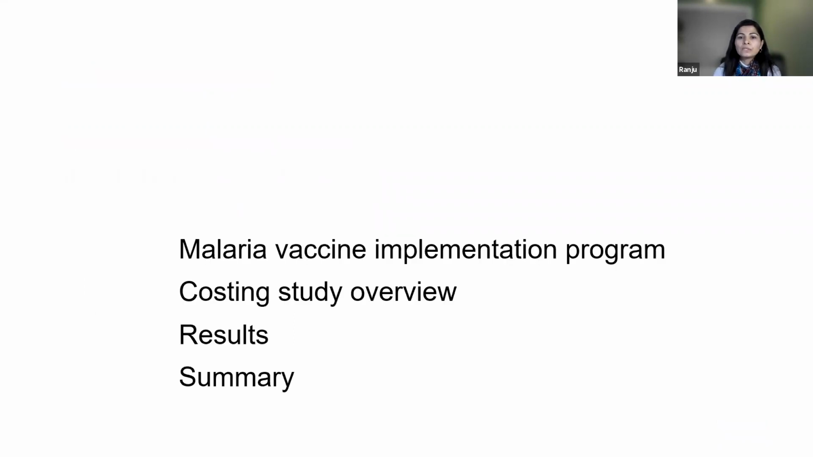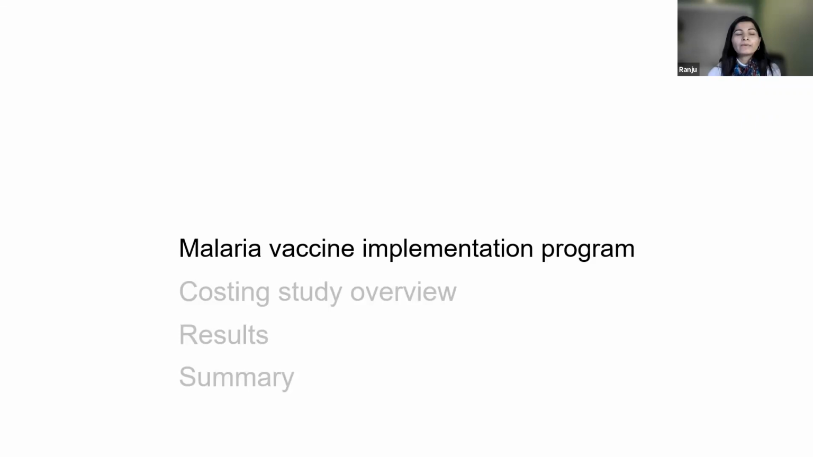So here's an outline of the talk today. First, I will provide a brief introduction of the malaria vaccine implementation program, which will provide a little more context for the costing study. Then we'll go over the costing study details around methods, approaches, and data that we used to inform the analysis. Then we'll spend some time looking at the findings. And finally, we'll conclude and follow up with the question and answer session.